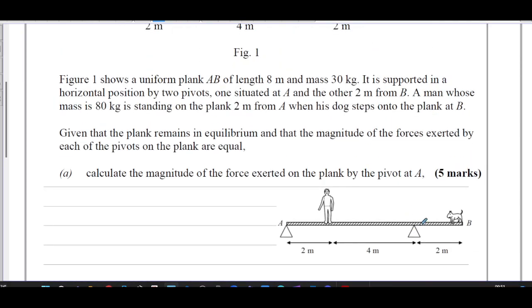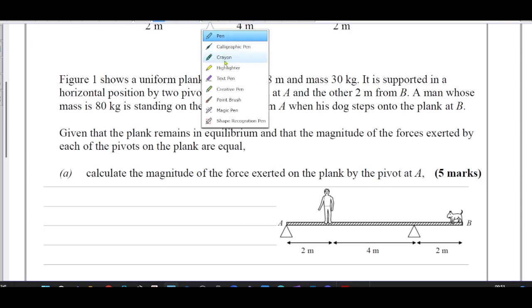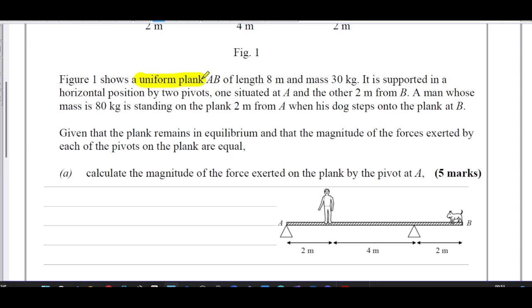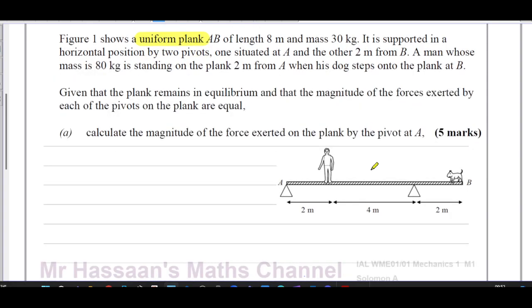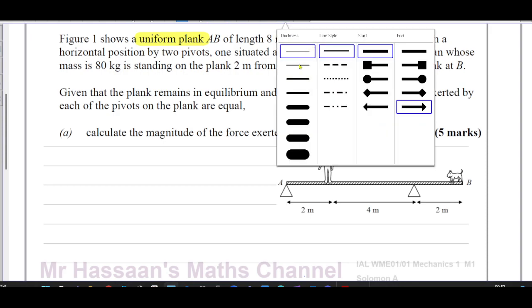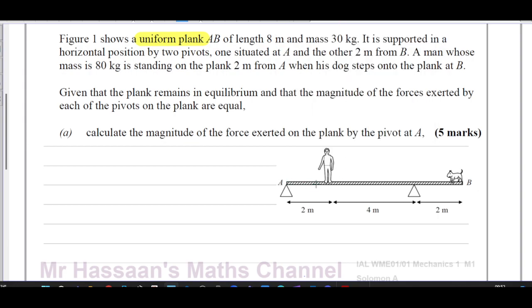Okay, so now they've told us a few things here. They've told us that it's a uniform plank. So, of course, it has a weight, but the fact that it's uniform means that the weight is evenly distributed along the length of the plank. Therefore, we can take its weight as acting through its geometric center. What does that mean? It means that the weight acts exactly halfway along its length. So if this is 8 meters long, then exactly 4 meters in from either end will be where the weight of the plank is going to be acting.